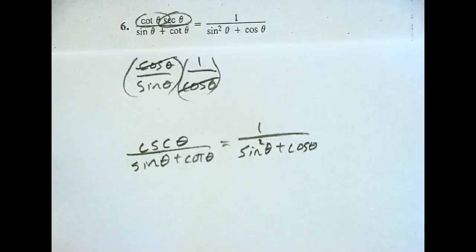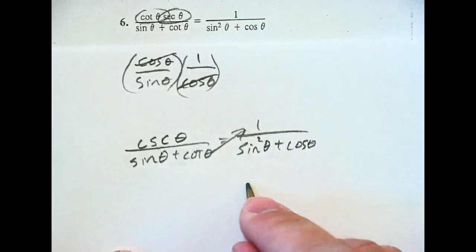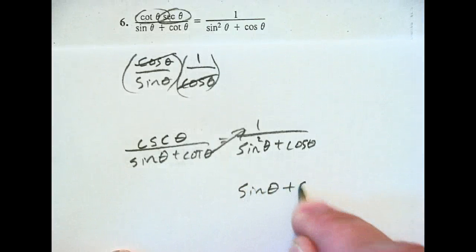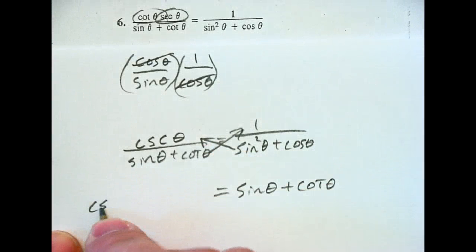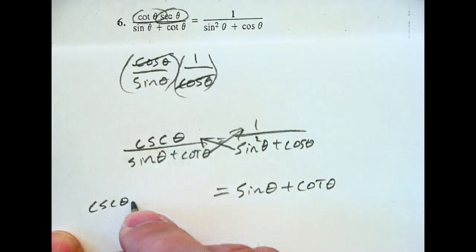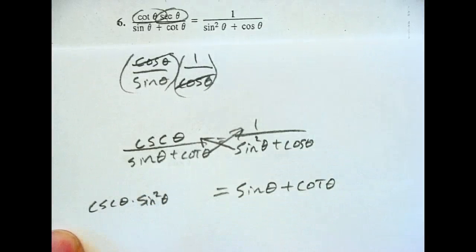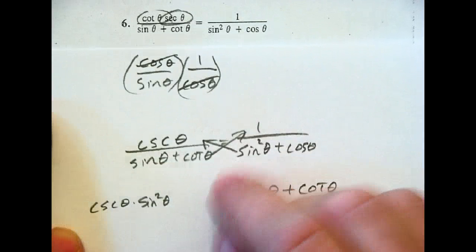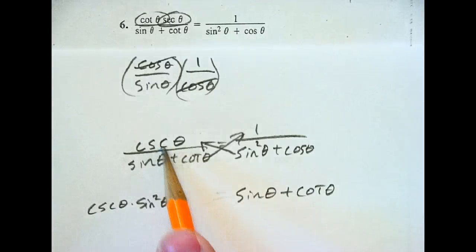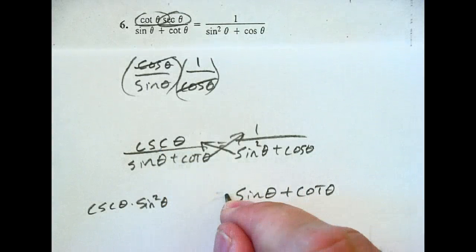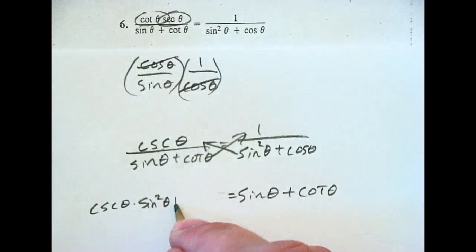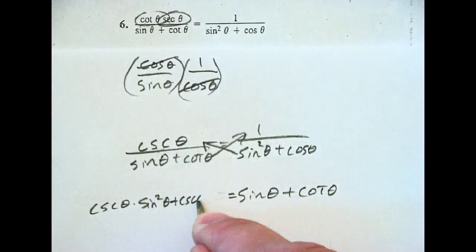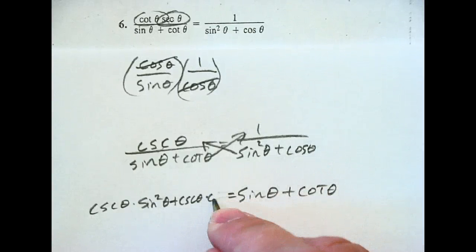Okay, so let's cross multiply to get rid of the fraction. So you get sine theta plus cotangent theta is equal to cosecant theta times sine squared theta. And then I've got to go cosecant theta. When you cross multiply, wouldn't you have cosecant times sine squared plus cosine? Yep, plus cosecant theta times cosine theta.